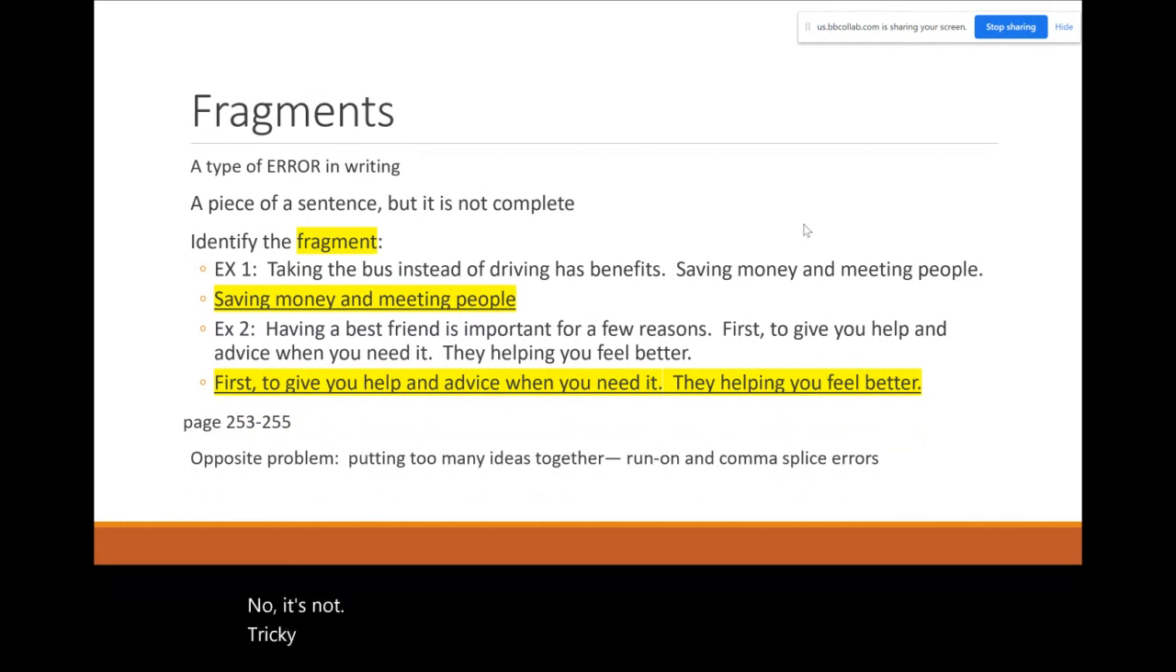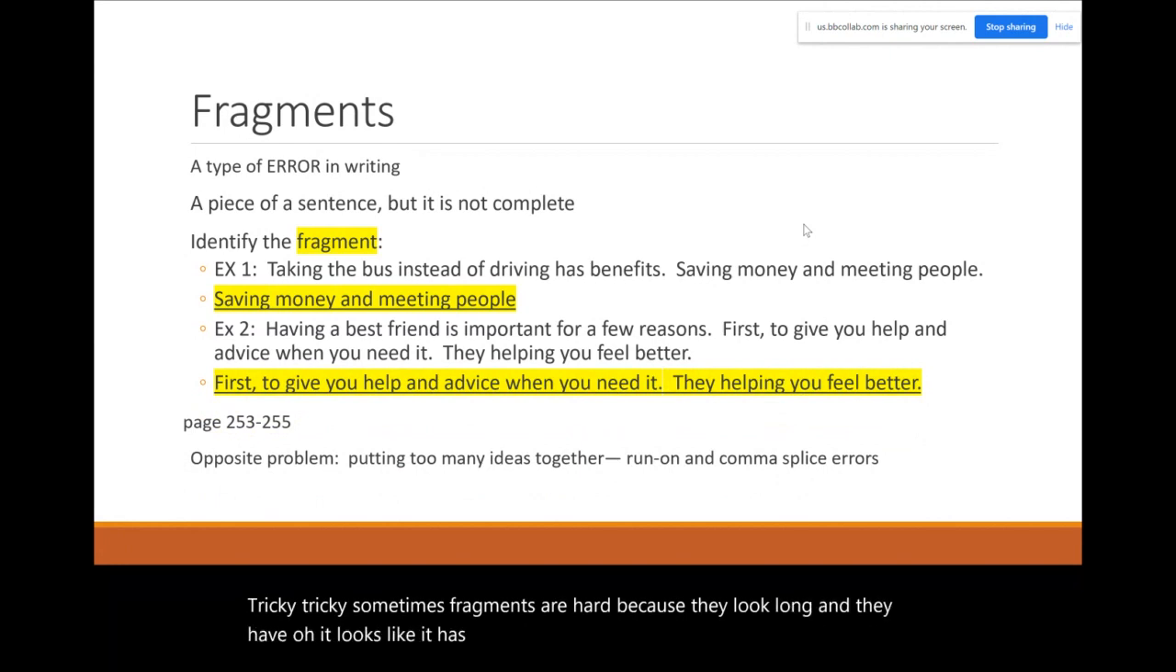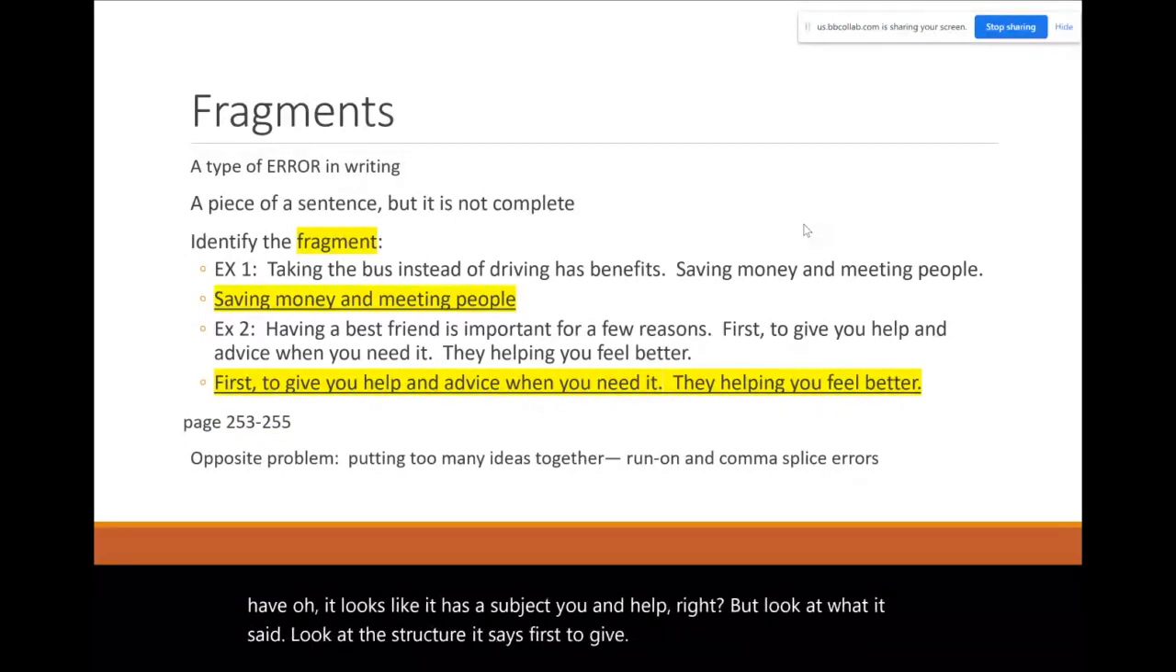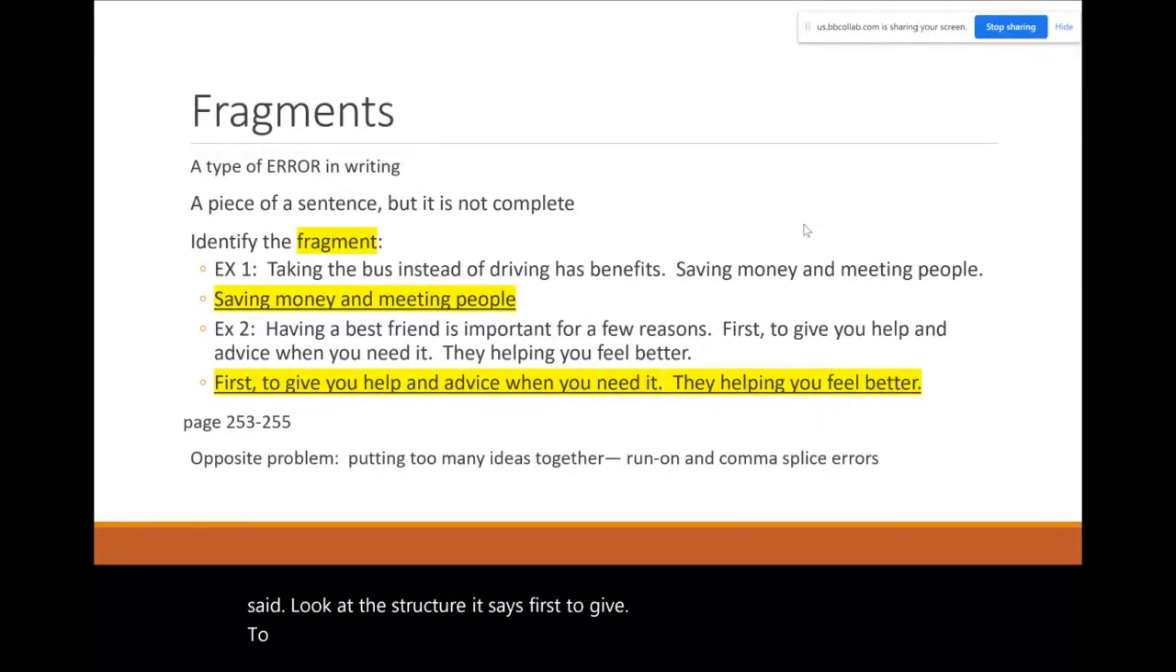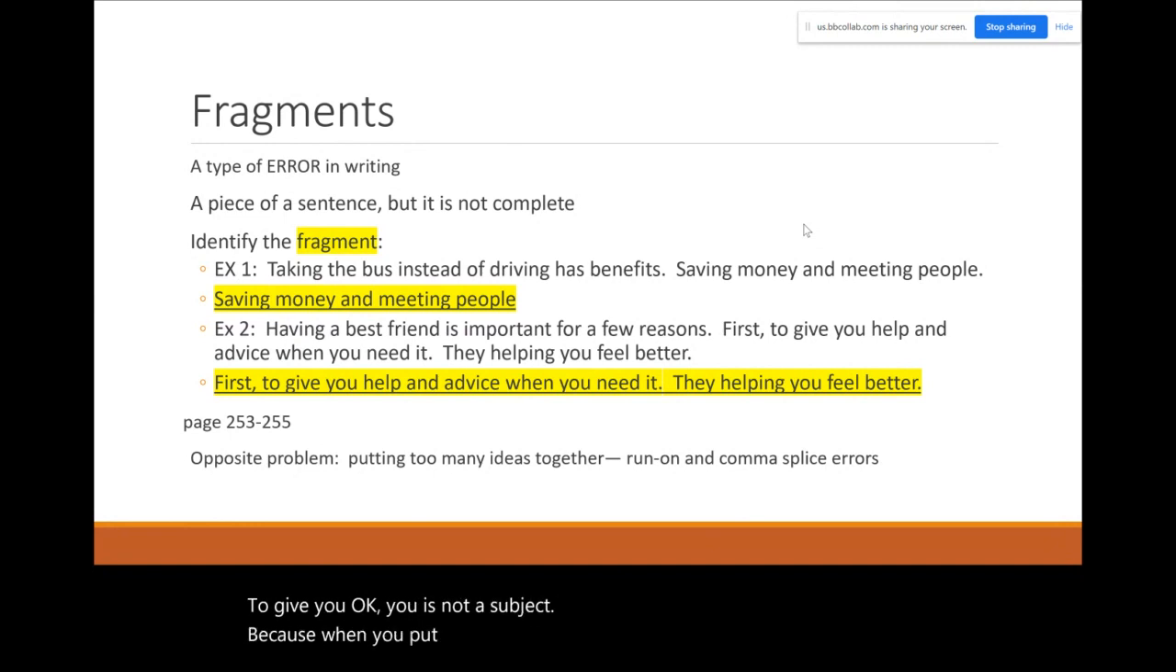Tricky. Sometimes fragments are hard because they look long and it looks like it has a subject, you, and help, right? But look at what it said. Look at the structure. It says first to give you. Okay, you is not a subject, because when you put that after an infinitive, to give, that's going to be an object.